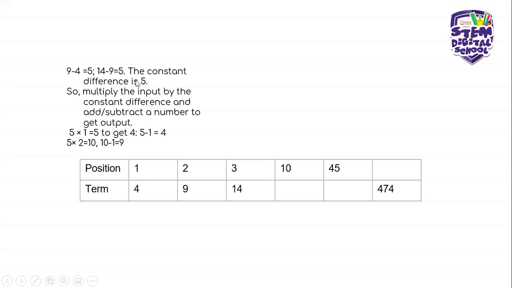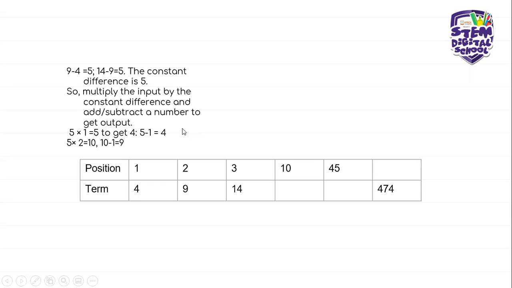So what do you do after getting the constant difference? Multiply the input by the constant difference and add or subtract a number in order to get the output. Example, we've taken 1 here as a position. The constant difference is 5. So you take the constant difference and you multiply it with the input. The input is 1. So 5 times 1 gives us 5. Now to get to 4, remember the output value that corresponds with 1 is 4. In other words, the term there that is closely associated with 1 is 4.